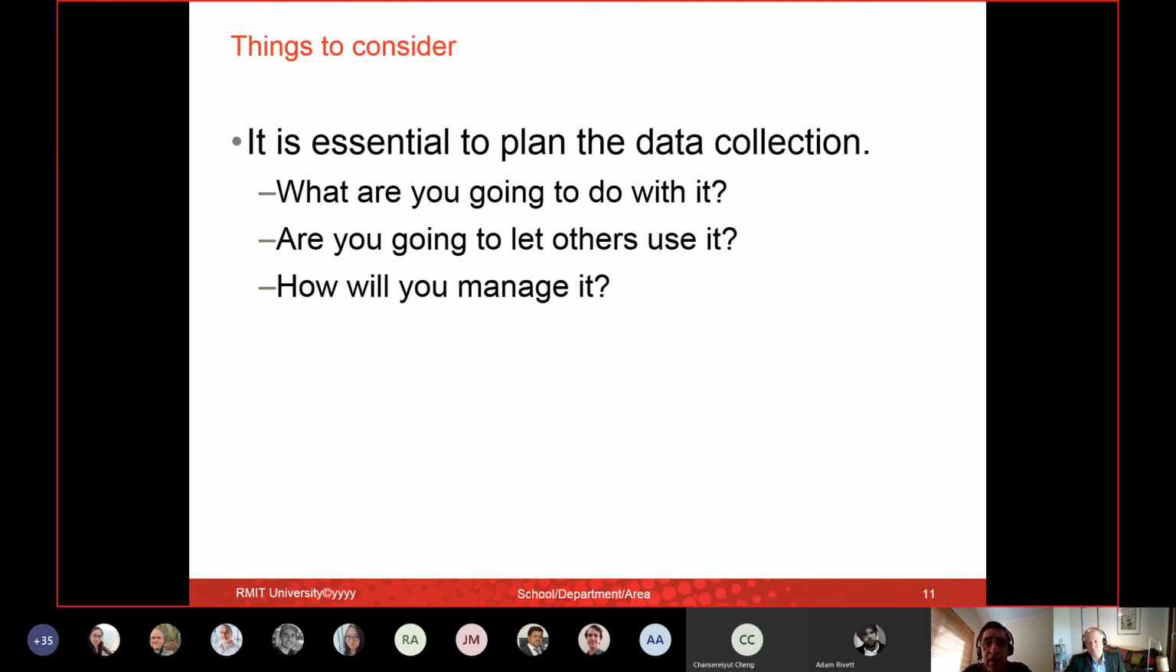Because the issue that comes up, like in the healthcare system, is that there are ethics. So have you declared in the ethics what you are going to be doing with the data? Where are you going to store the data? How long are you going to store the data? All of these come under the issue of the management of the data.